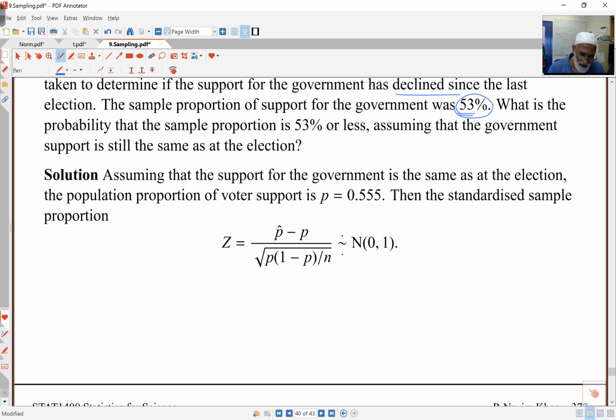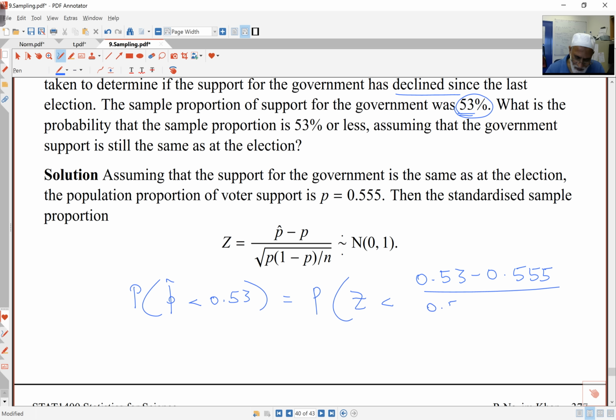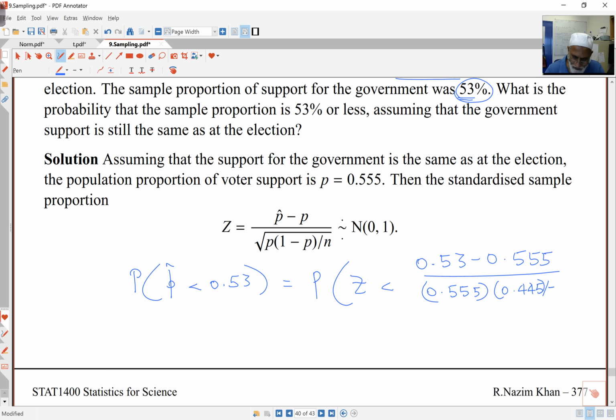So I'm asking whether p hat is less than 0.53, essentially given p is still 0.555. I standardize both sides, and then I get 0.53 minus my proportion, which is 0.555, over the square root of p, 1 minus p, on n, and I had a sample of size 500. So I can work out the value here from R as before.